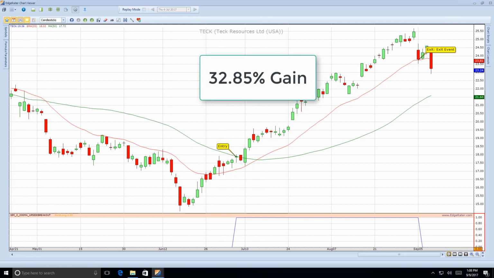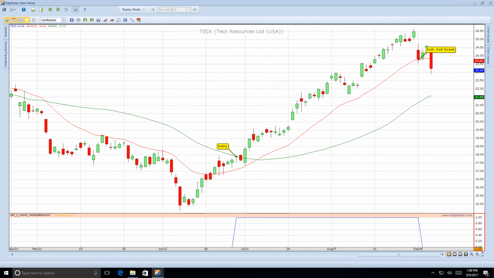Hello, it's the weekend of the 9th and 10th of September, and I thought what I would do today is go through the trades of the 220 EMA upside breakout system that exited last week during the week. The week was a shortened week. Monday was Labor Day, so we only had trading on Tuesday through Friday.